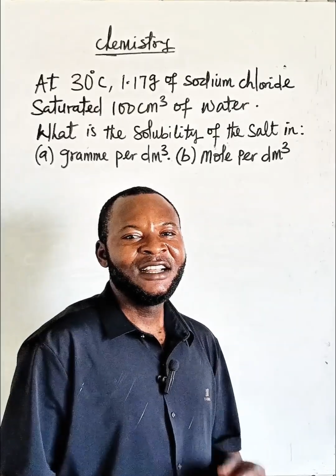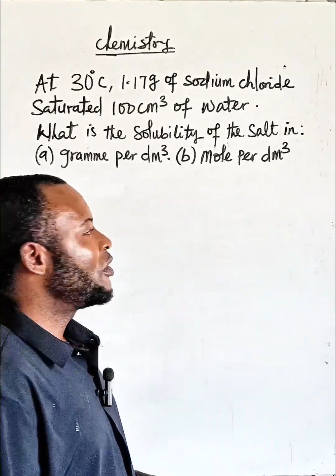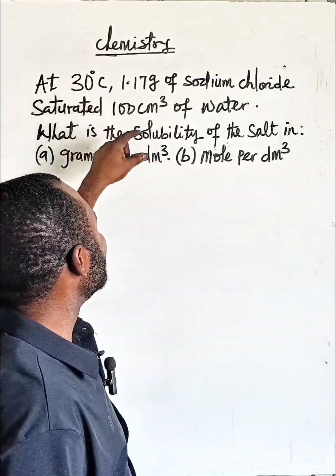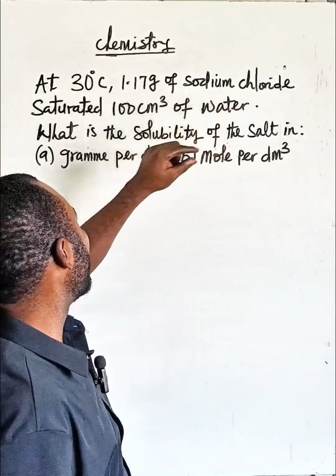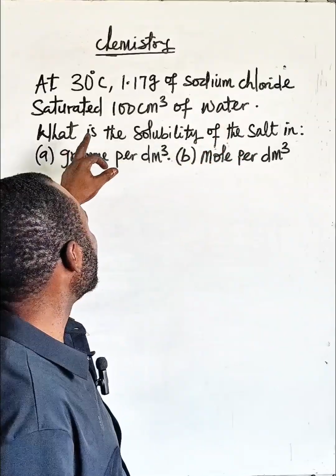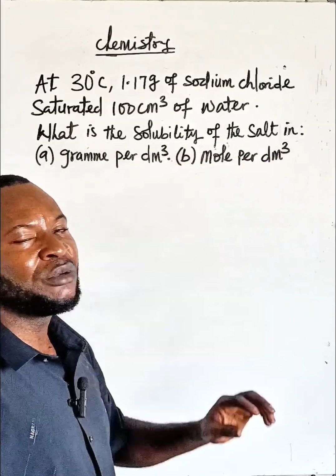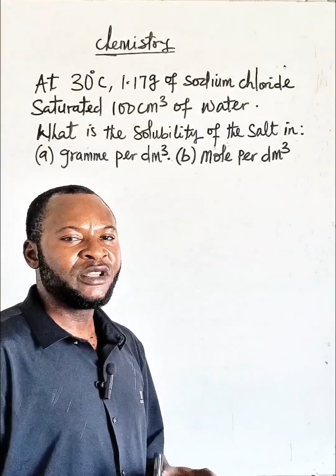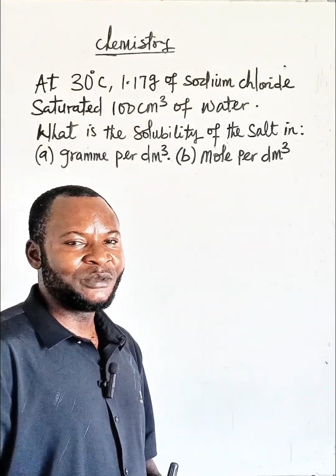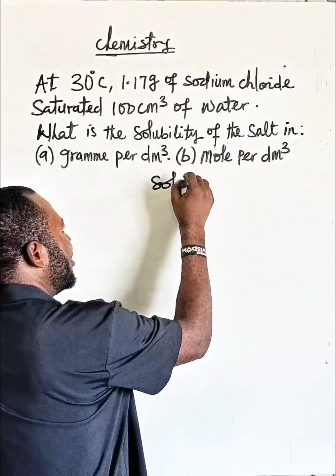Hello everyone, let me teach you how to solve this type of chemistry question on the board. The question reads: at 30 degrees Celsius, 1.17 gram of sodium chloride saturated 100 cm³ of water. Now the question is, what is the solubility of the salt in A, gram per dm³, B, mole per dm³? This is very simple. Let's solve the problem. Solution.